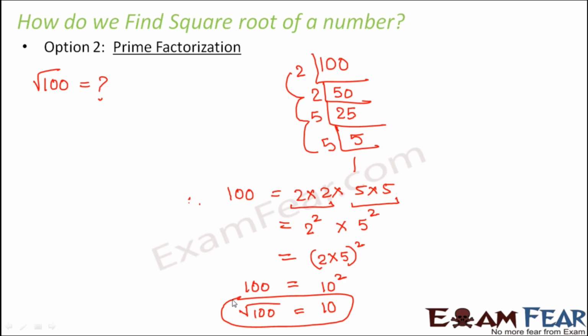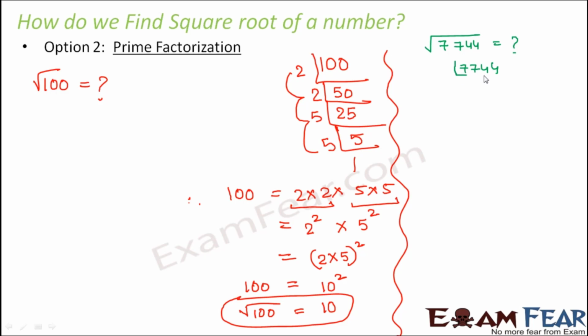Looking at this method itself, you would have seen that it is a more organized method and a better method, of course, than the repeated subtraction method. So let us take one more example. This time, let's take a bigger number. Let's say you have to find out square root of 7744. So let's prime factorize it. 7744 will get divided by 2. 2 into 3872 gives 7744. Then again, 2 1s are 2, 2 9s are 18, 2 3s are 6, 2 6s are 12.